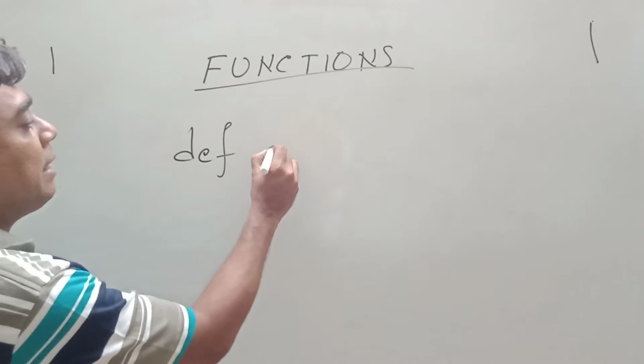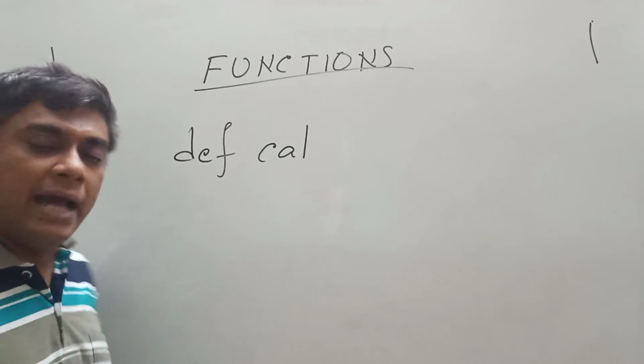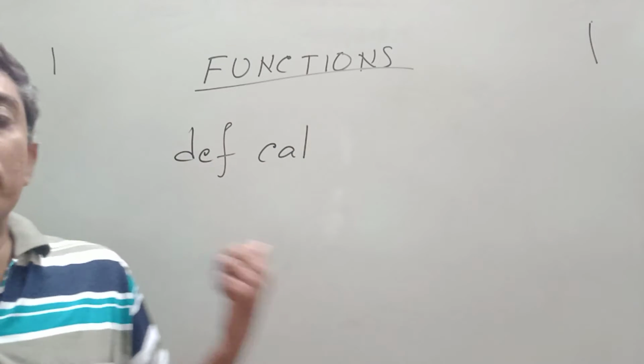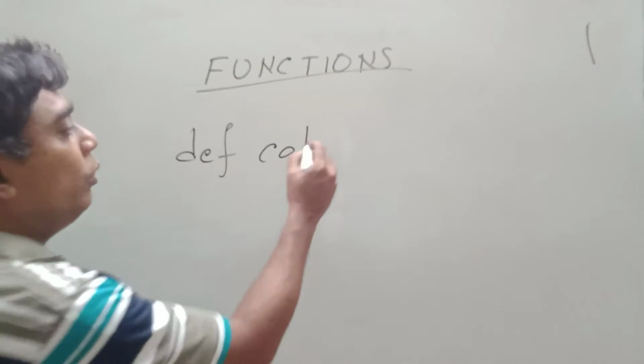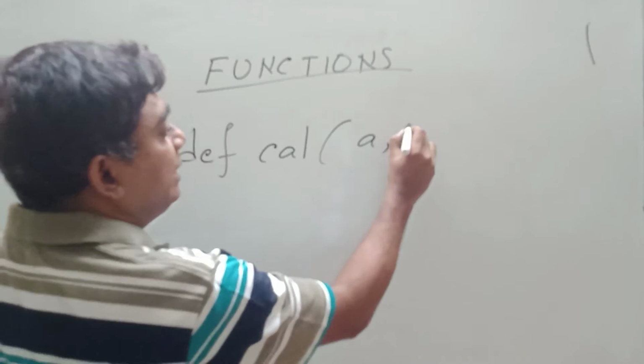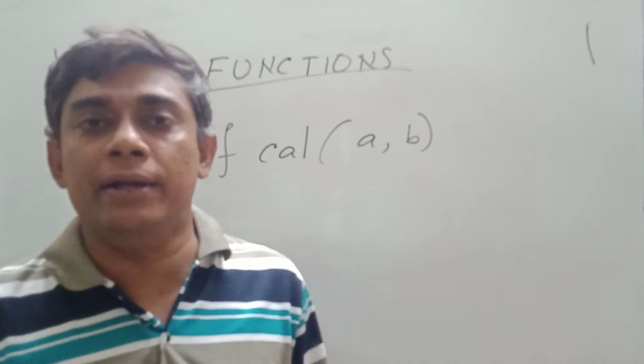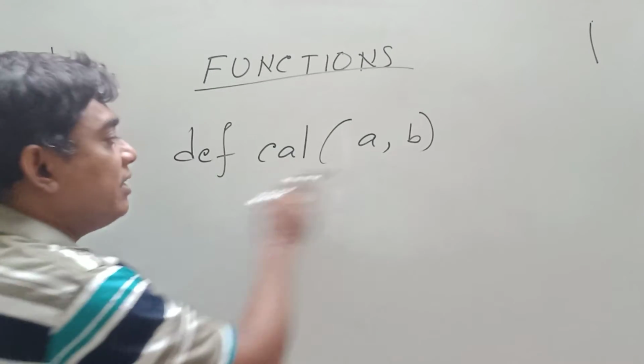Def, then suppose you write cal. So here cal is the name of the function. Instead of cal, you can give any name. Within bracket, suppose you write a comma b. So this is known as argument. So this is the function header.